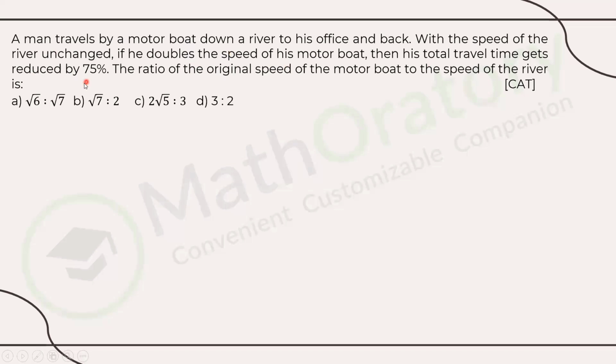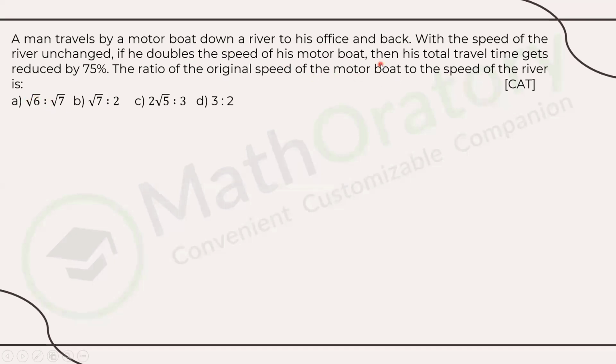reduced by 75%. So getting reduced by, comprehension mistake should not happen. If it is reducing by 75%, the time is becoming 25%. So whatever was the previous time, you're taking 1/4 of that time in this particular scenario. So we are looking for the ratio of the original speed of the motorboat to the speed of the river.